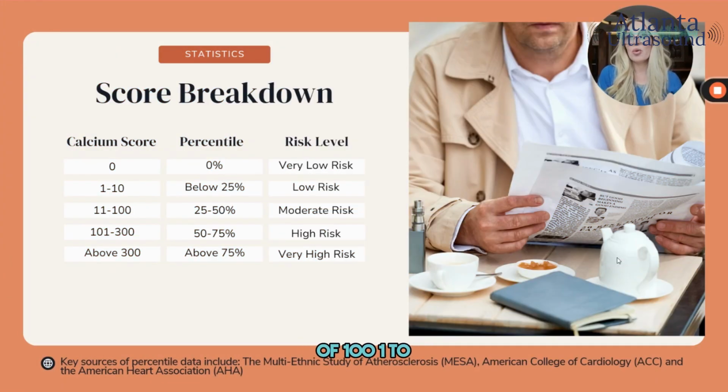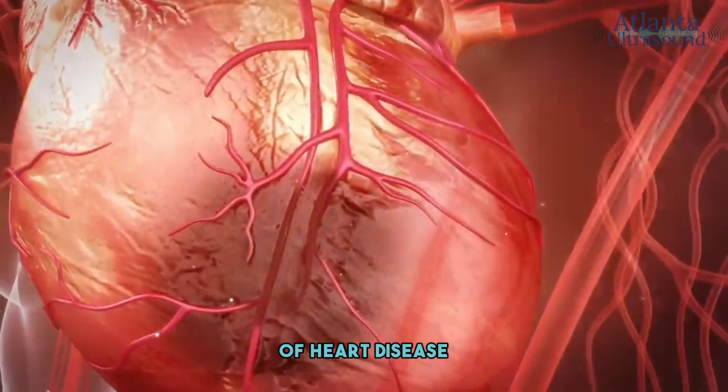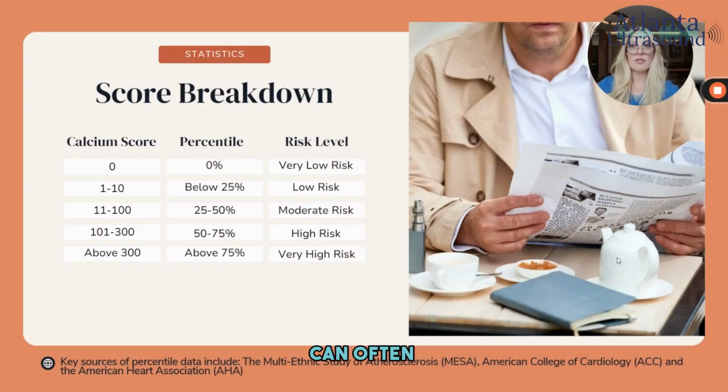Now moving to a score of 101 to 300. Now you're at the 50th to 75th percentile, and this is considered moderate to high risk. It's a significantly higher risk of heart disease, and a score in this range can often place you in the more severe range. So this is definitely something where, if you don't have a provider, you're going to want to get one and discuss an immediate care plan with them.